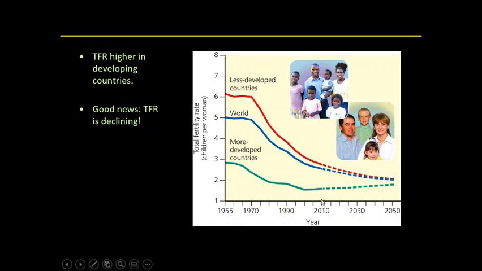By the year 2000, that had dropped to around 3 children born per woman, and it's continued to drop since then. And this is really good news for developed countries as well as developing countries, because when there's fewer people, there's more resources per person.